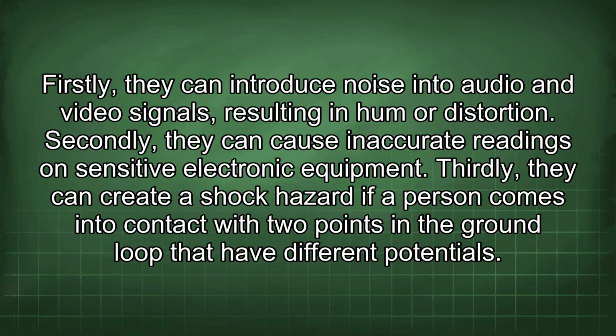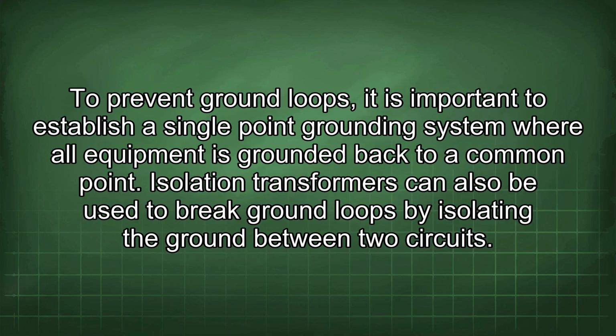To prevent ground loops, it is important to establish a single-point grounding system where all equipment is grounded back to a common point. Isolation transformers can also be used to break ground loops by isolating the ground between two circuits.